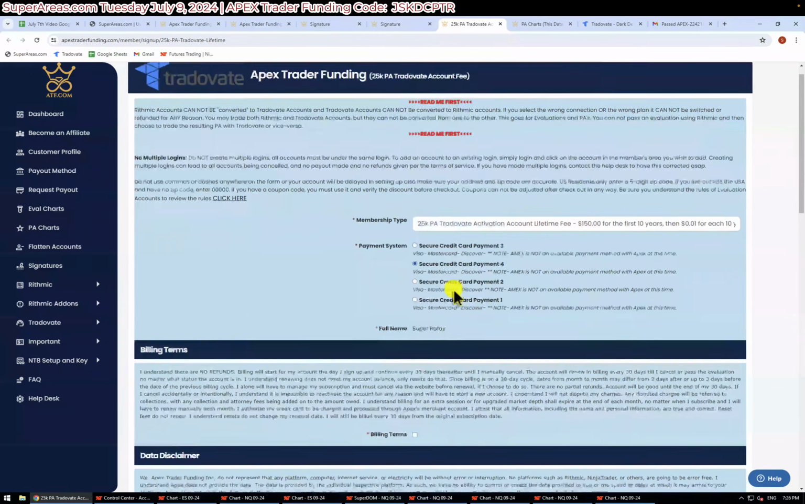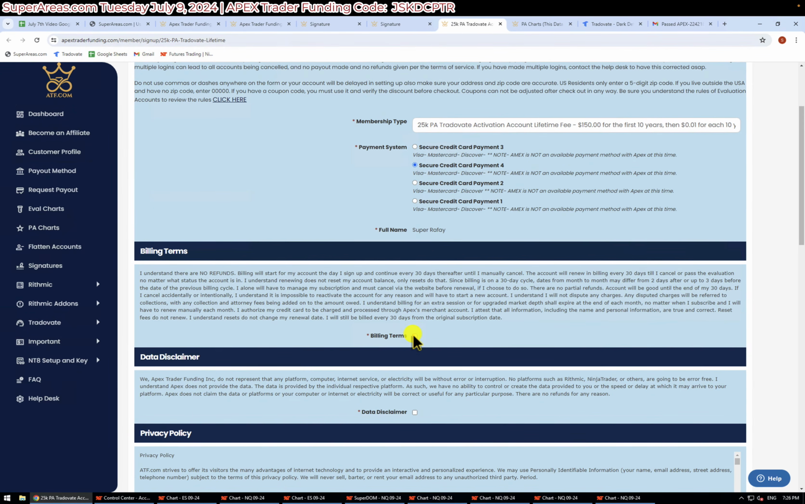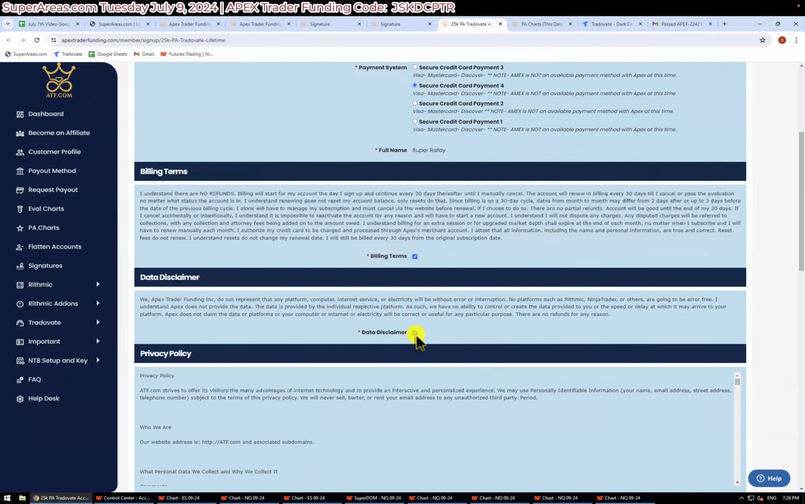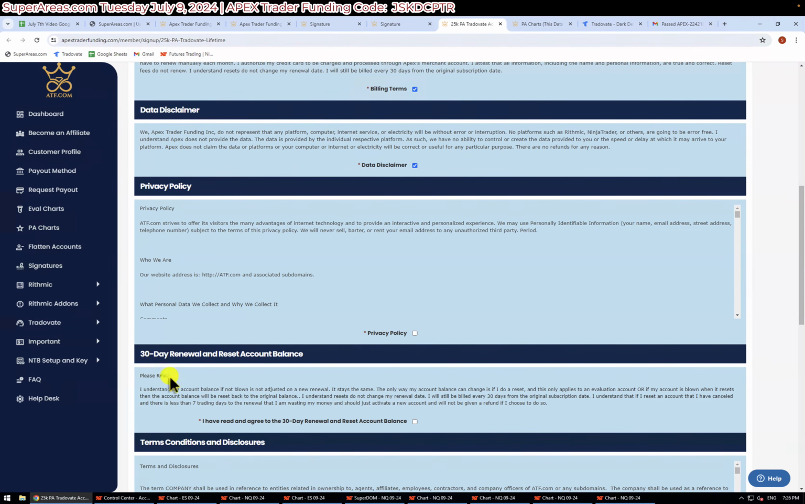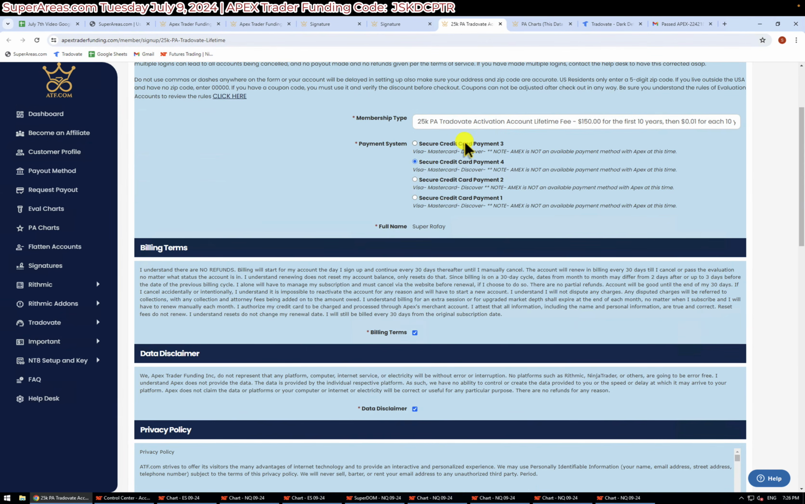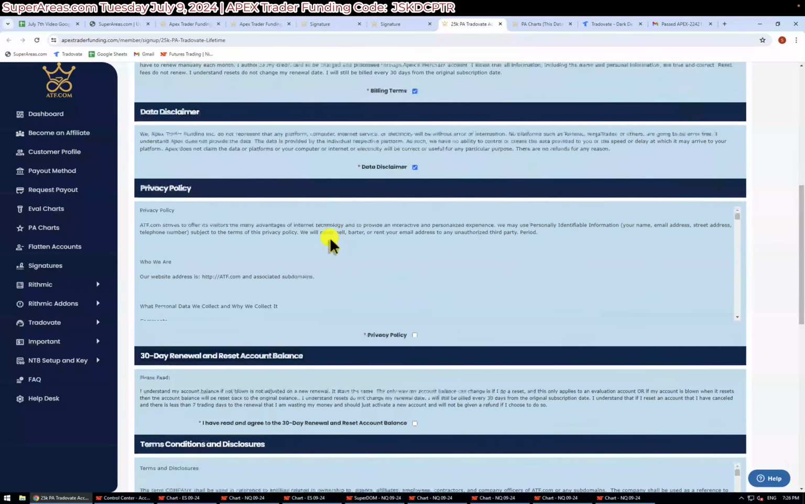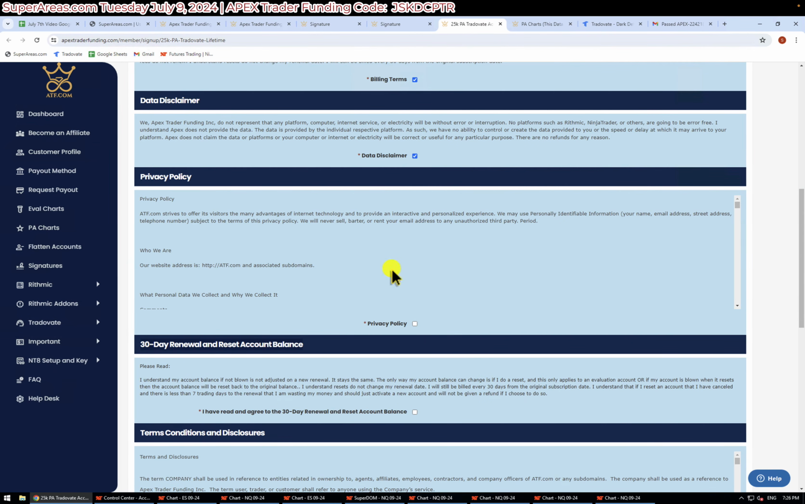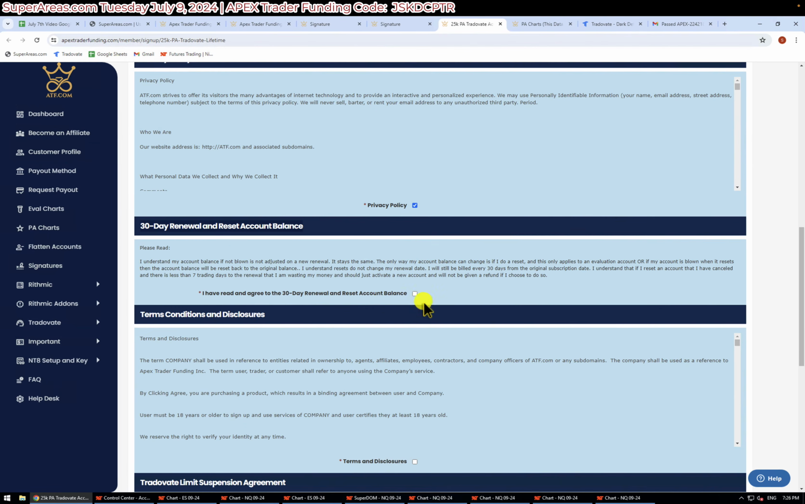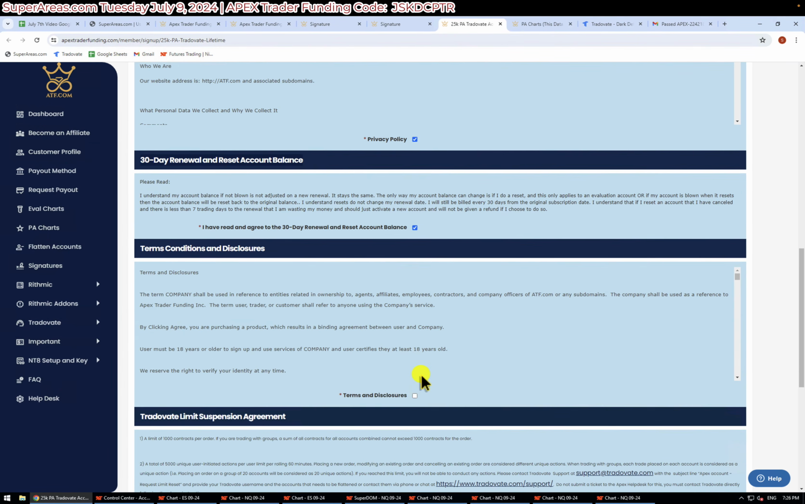Here, pick a credit card. Here's your name. Just agree to all these terms. They're the same with everything else, even though some of these policies don't apply to you. For example, the 30-day renewal and reset won't apply to me because I'm picking up the lifetime for $150, right? So right here, privacy is okay. I will pay this, I will agree to this, and I'll agree to the conditions.